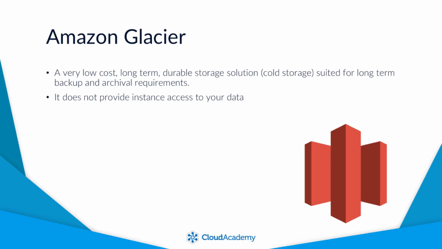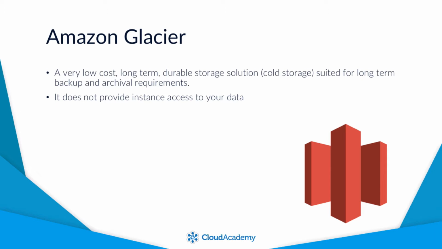So what is Amazon Glacier exactly? It's an extremely low-cost, long-term durable storage solution, often referred to as cold storage, ideally suited for long-term backup and archival requirements. It's capable of storing the same data types as Amazon S3, effectively any object. However, it does not provide instant access to your data. In addition to this, there are other fundamental differences which make this service fit for purpose for other use cases.